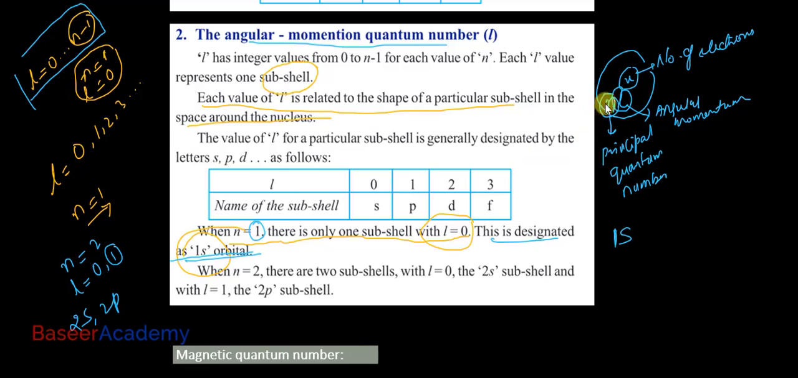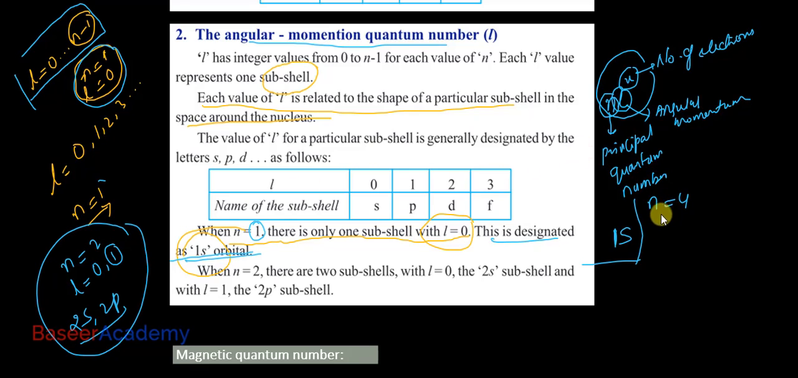Again, see here, n is equal to 2. So for n, I'm writing 2 here. l value is 1. 1 means p orbital. So I'm going to write p, 2p, right? So when n is equal to 1, we had one subshell. When n is equal to 2, we had two subshells, 2s and 2p. These are two subshells. Let us consider n is equal to 4.